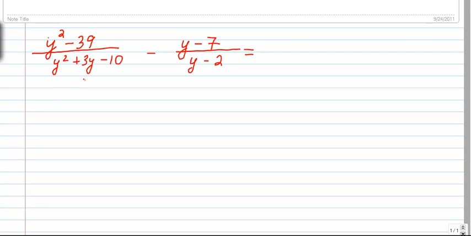Well, in these subtraction problems, the denominators are different. That means that we need to find the LCD. But before we do so, we need to factor out, if possible, the denominators.